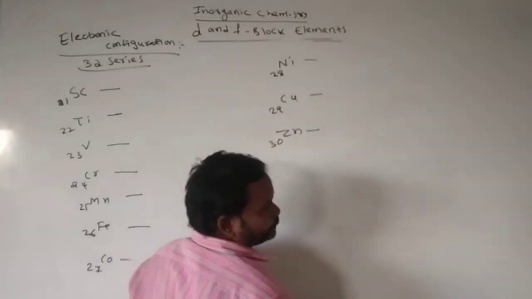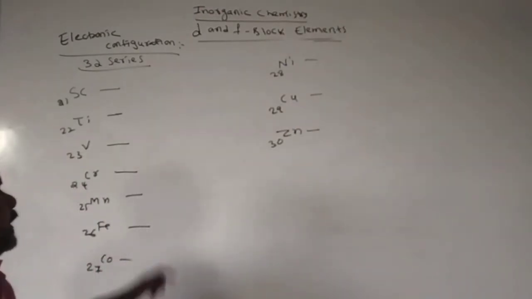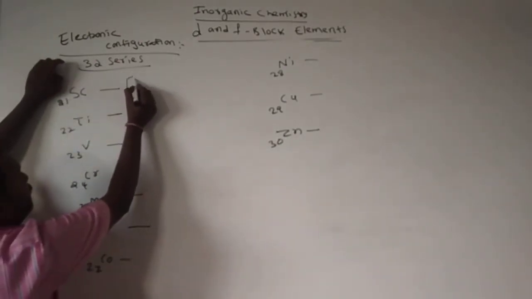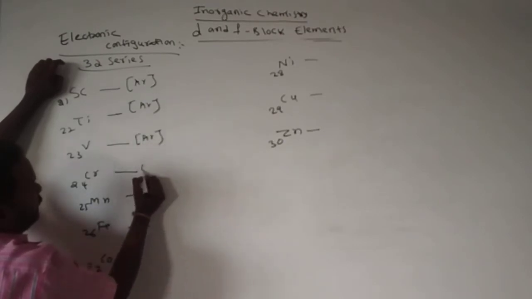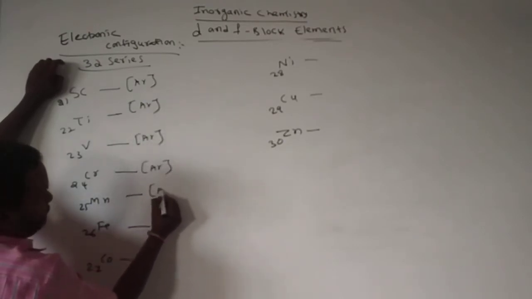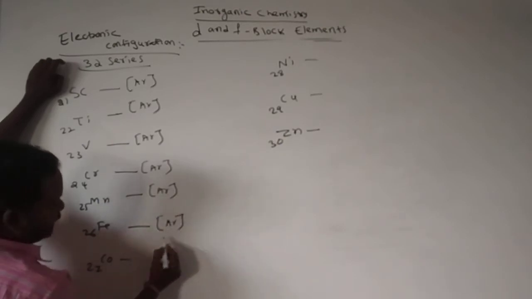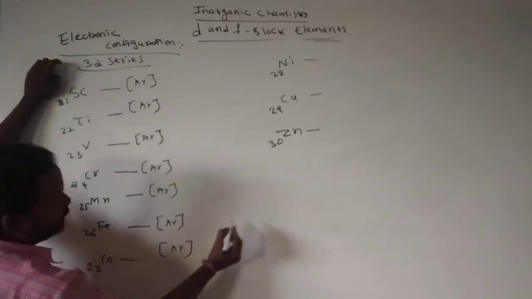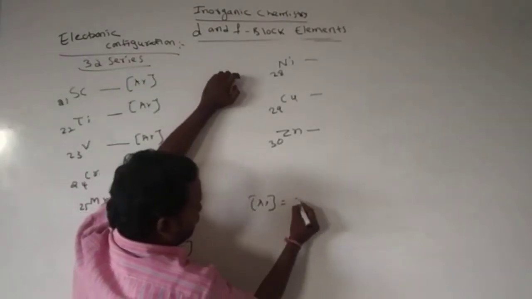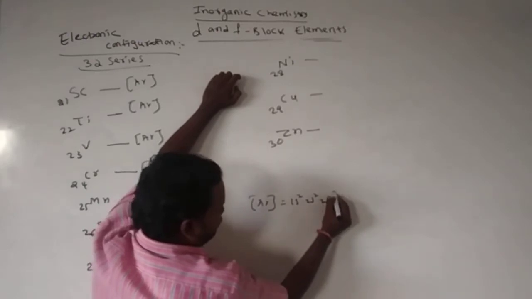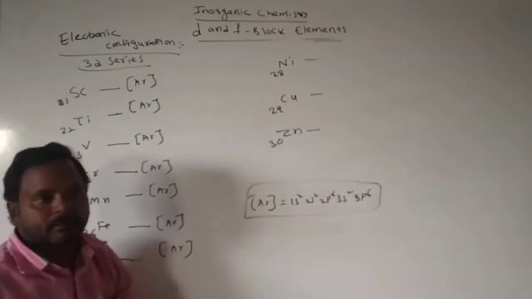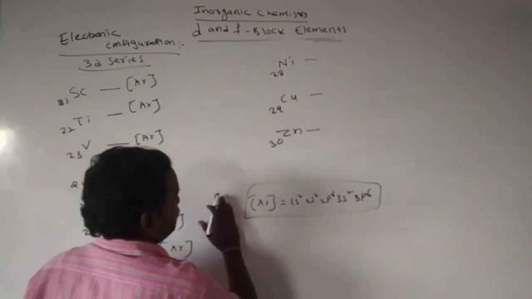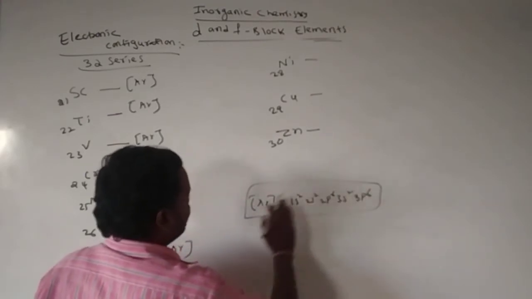Here I am writing only the extra electronic configuration. Up to argon it is the usual electronic configuration. The atomic number of argon is 18, and its electronic configuration is 1s2, 2s2, 2p6, 3s2, 3p6. I don't want to write this complete electronic configuration each time, so this is the argon core.